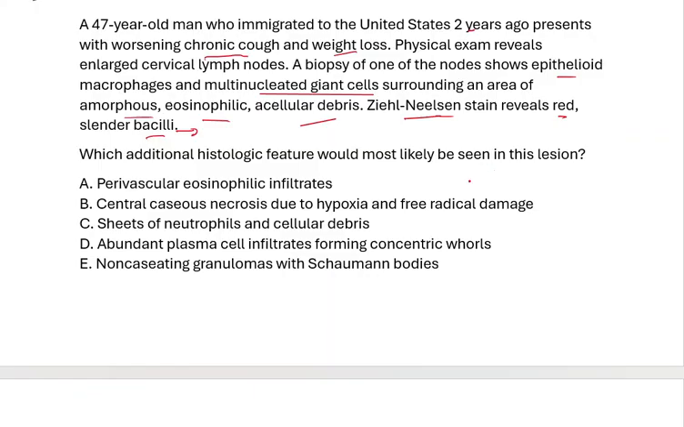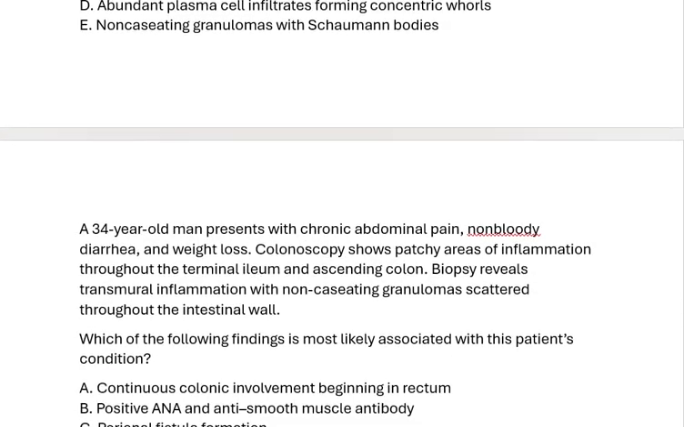So this patient has Mycobacterium tuberculosis infection, so classic history, right? And with Mycobacterium tuberculosis, what are we going to see? It can cause caseating necrosis, right? And the best answer there will be B. So central caseous necrosis due to hypoxia and free radical damage, right? So last question, guys, we're almost there.